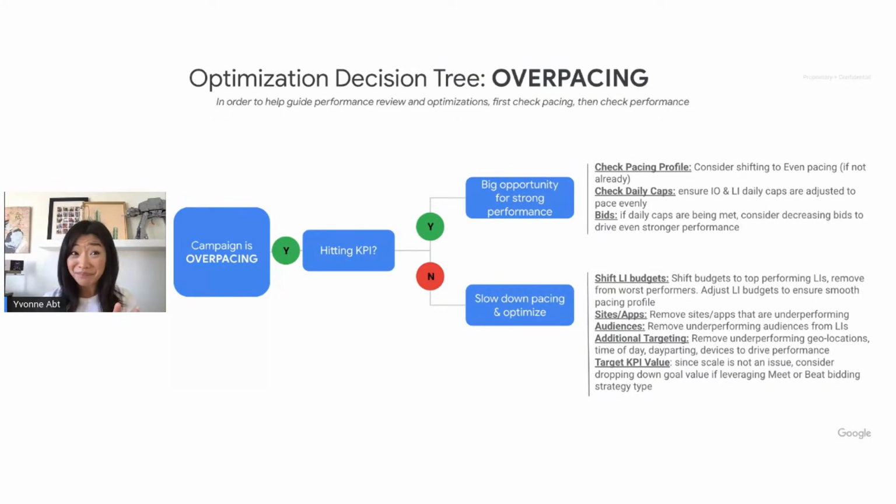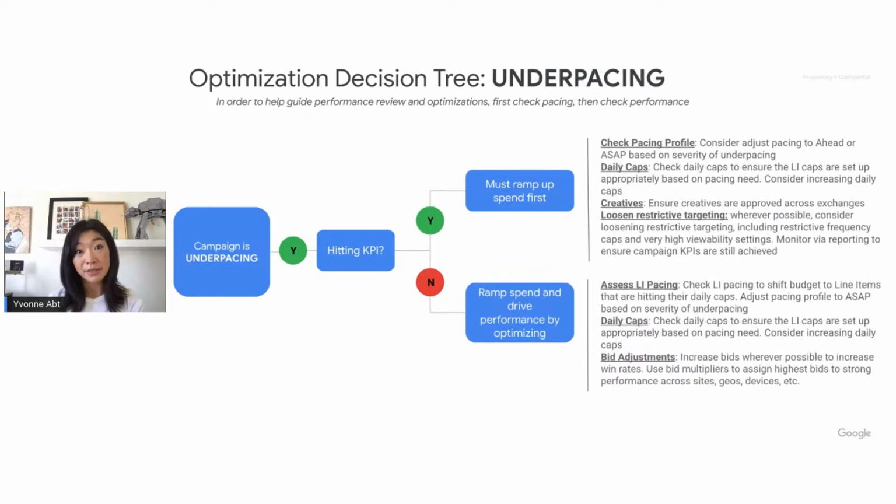Now, in a way, this overpacing scenario that we're talking about here, there is a silver lining because you're delivering a lot of impressions, and hopefully you've got enough in the bank to be able to help you make those optimization decisions. And that may not be the case for the third and final scenario where you're underpacing.